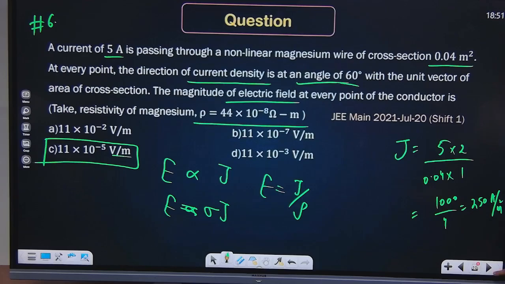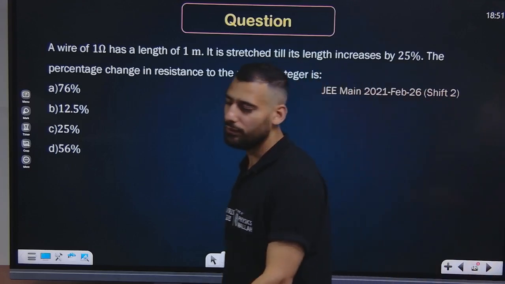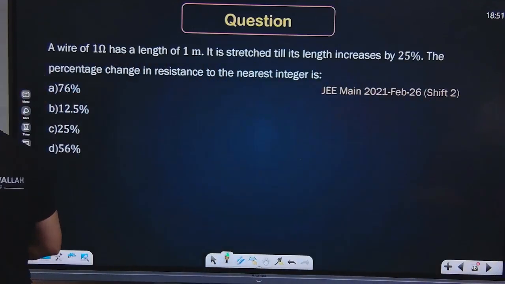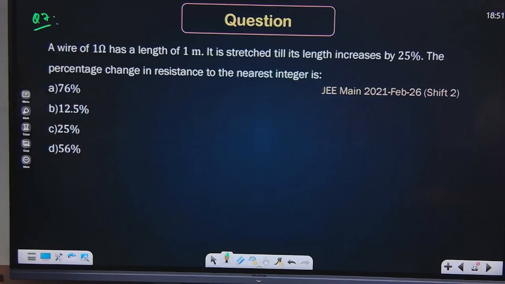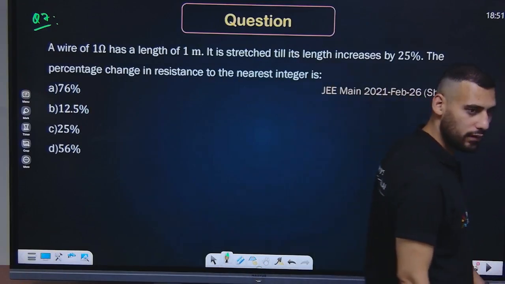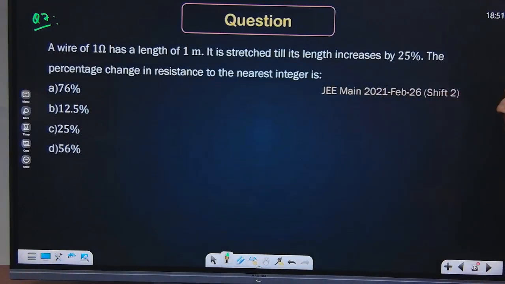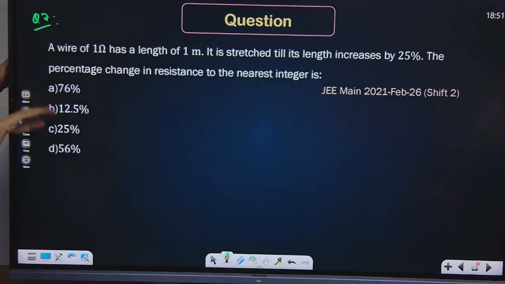Okay. Next. Now please do this. I believe you can do this. Skip every question. So B is definitely wrong, yeah. Definitely wrong. Yeah. Okay.